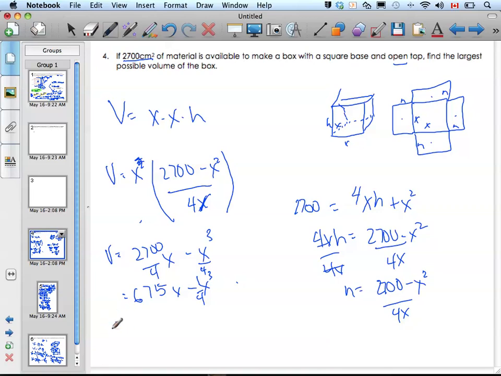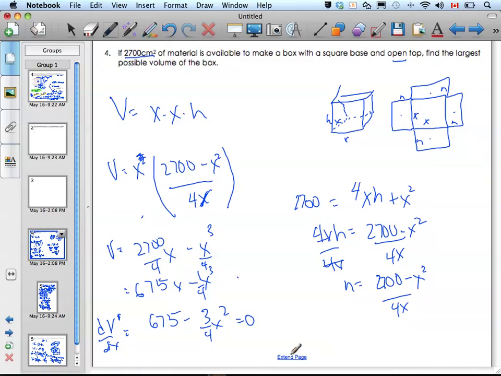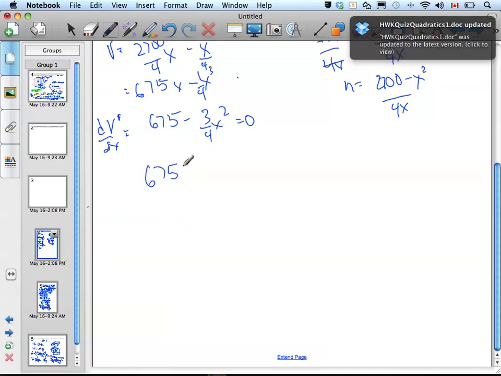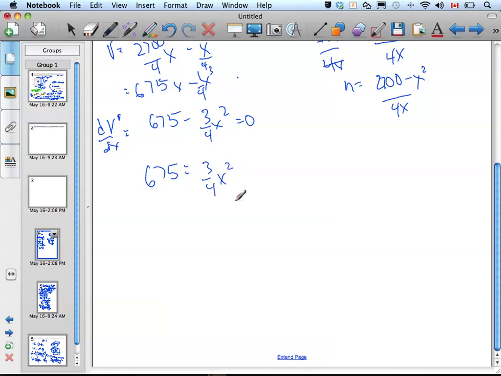So if we go along here now, for a maximum I'm going to take the derivative. The derivative of volume with respect to x is going to be 675 minus, bring the 3 down, times the 1/4 x squared. I'm going to set it equal to 0 because I want a maximum. If I do that, I end up with 675 is equal to 3/4 x squared. I'm going to multiply both sides by 4/3. And so I get 2,700 over 3 equals x squared, and this is 900. So x squared is 900, and x equals the square root, plus or minus 30.